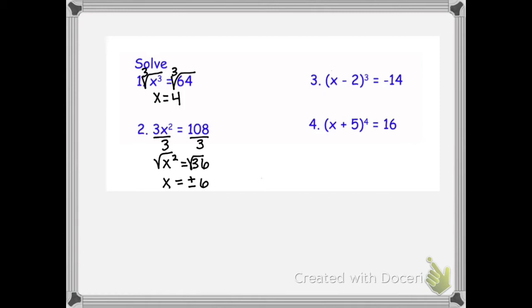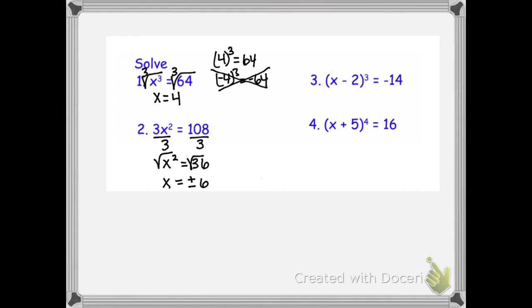If you go back to number 1, if we did plug in a 4 to the third power, you have a positive times a positive times a positive. That will give you a positive 64. If we had tried a negative times a negative times a negative, that will give you a negative 64, which is not what we wanted. So only one answer when you have an odd index.